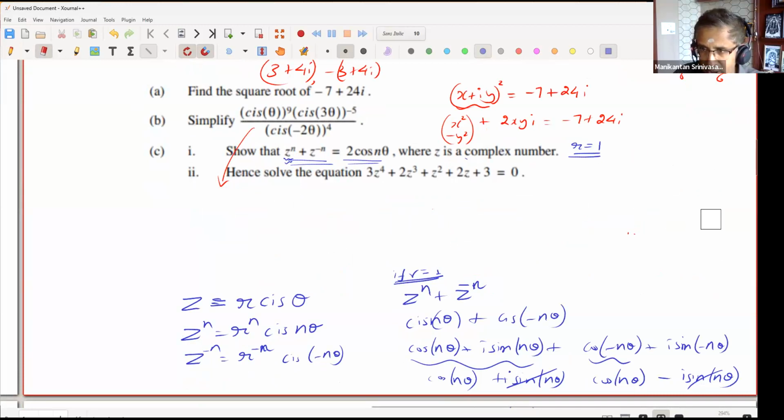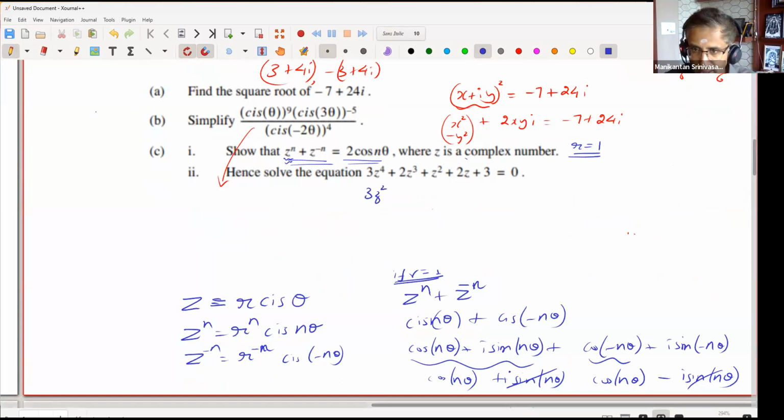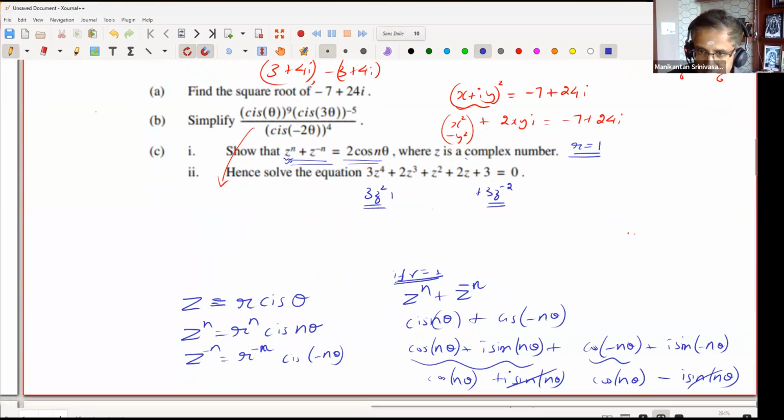So I somehow want z power n plus z power minus n, right? I'll divide throughout by z square. That way it becomes 3z square and this becomes 3z power minus 2. So these two can be combined using the previous relation. This becomes 2z and this becomes 2 upon z, or 2z power minus 1. So these two can be combined as well using the same result, right?